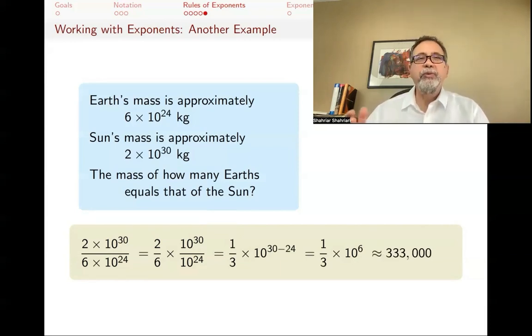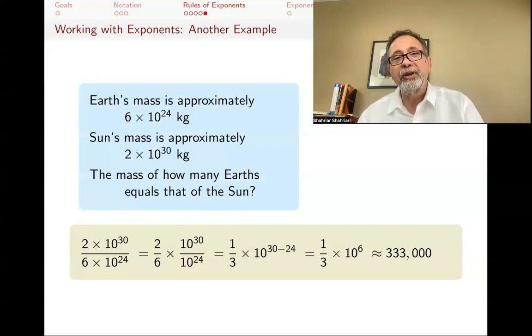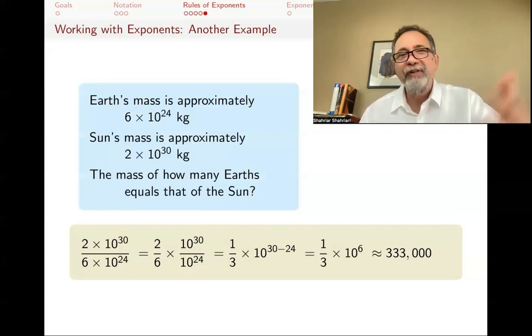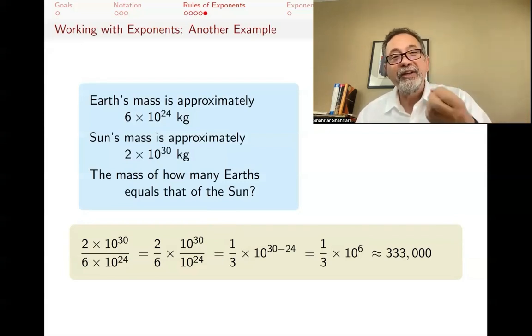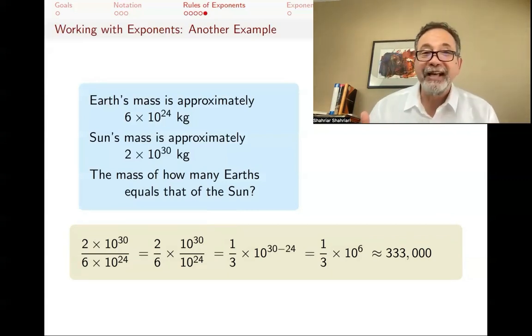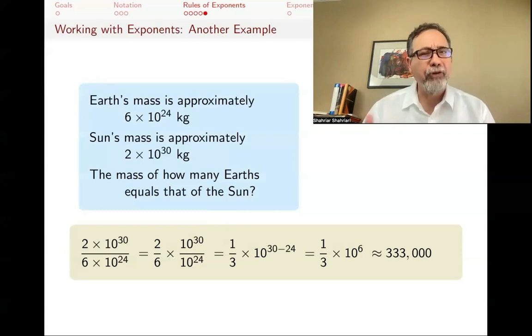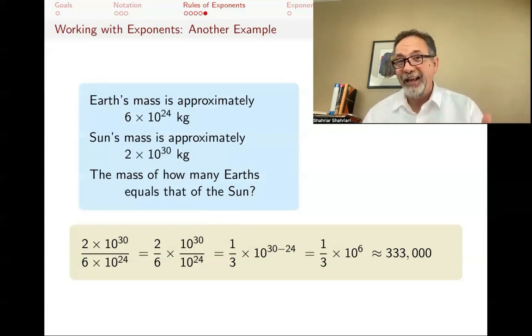1/3 is 0.333333. If you multiply it by a million, you get 3333333. But I didn't write it like that because everything here is approximate. If I wrote it as 333,333, you would be under the impression that I'm giving you something more precise than I really can. My data is not precise enough for me to say that. It's more prudent to round and say approximately 333,000 Earths weigh the same as the sun.